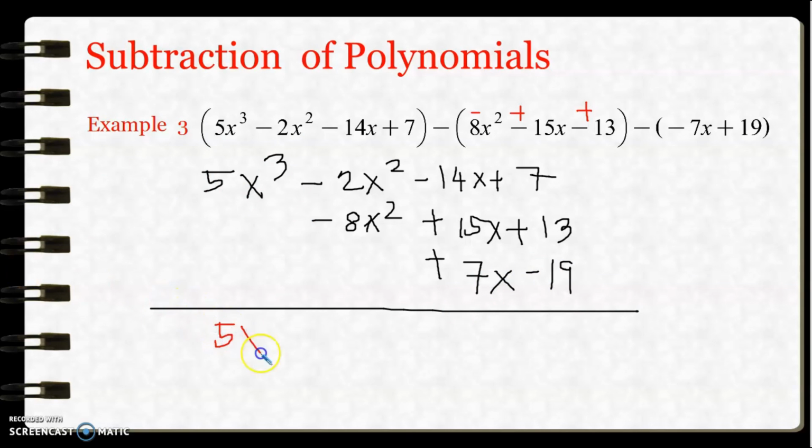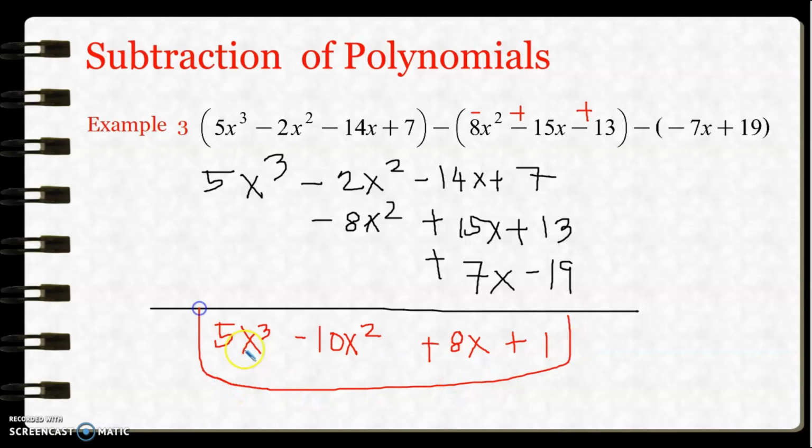Bring down natin. Negative 2, negative 8 is negative 10x squared. 15 minus 14 is 1 plus 7 is 8. So, pwedeng ganun atake natin doon, no? 7 plus 13 is 20, minus 19 is 1. And there you have the final answer to be 5x cubed minus 10x squared plus 8x plus 1.